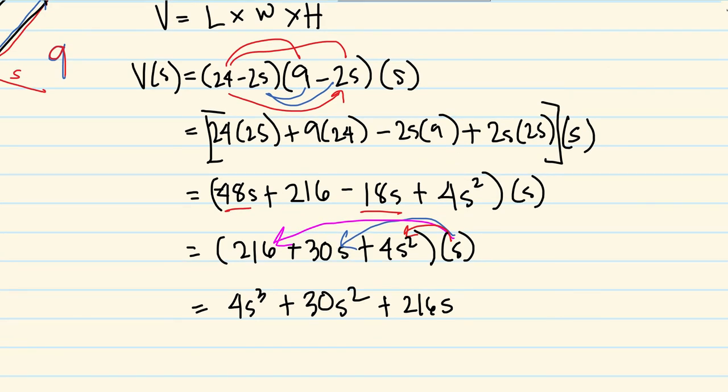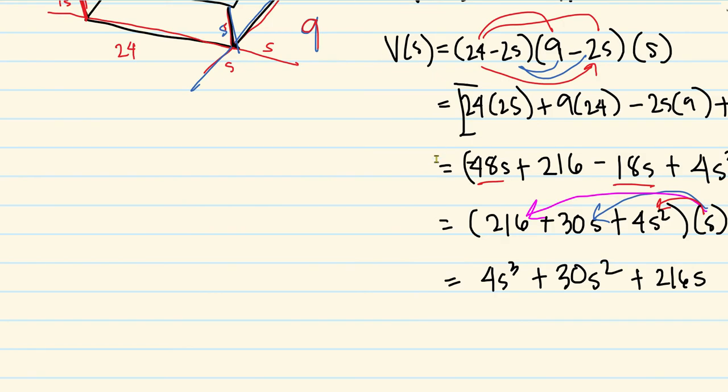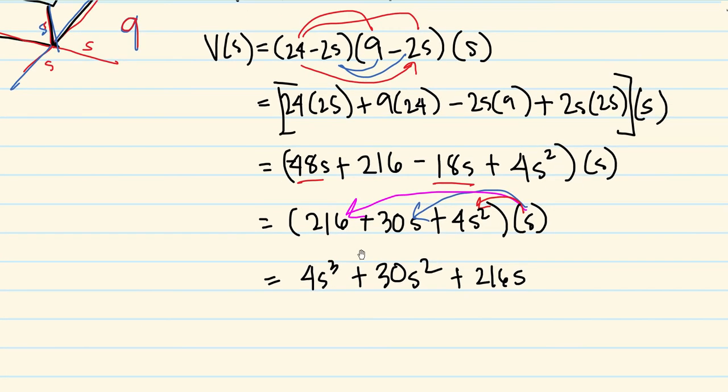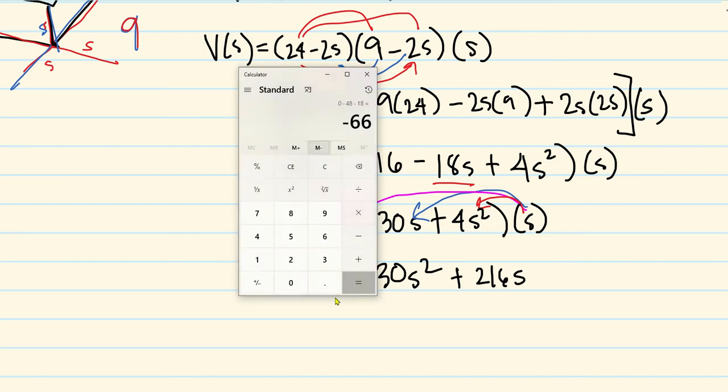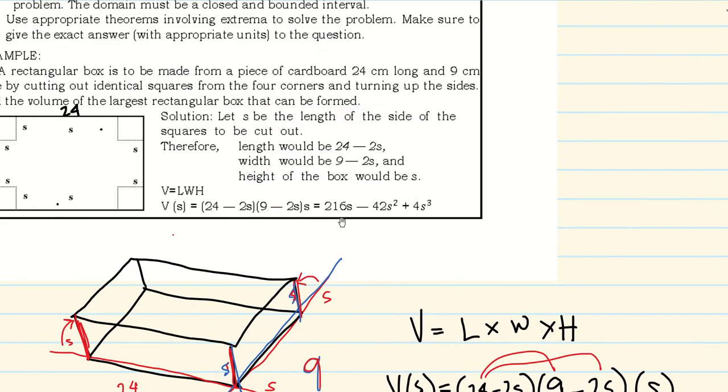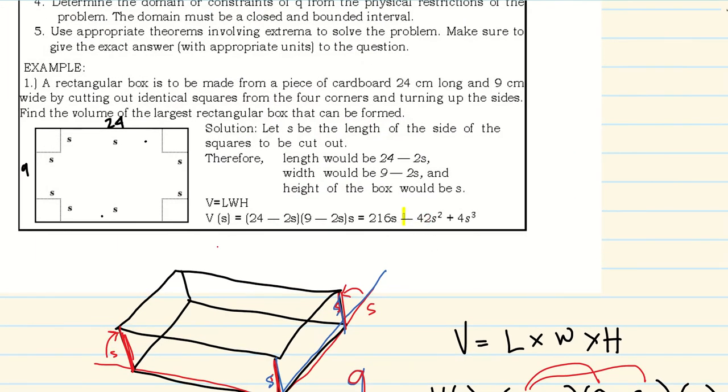Wait. Okay, so we're back again. That is our mistake. It is negative 66 here. So we erase this one and change it to negative 66, and then this one into negative 66. As we can see here, it is negative 42s square.